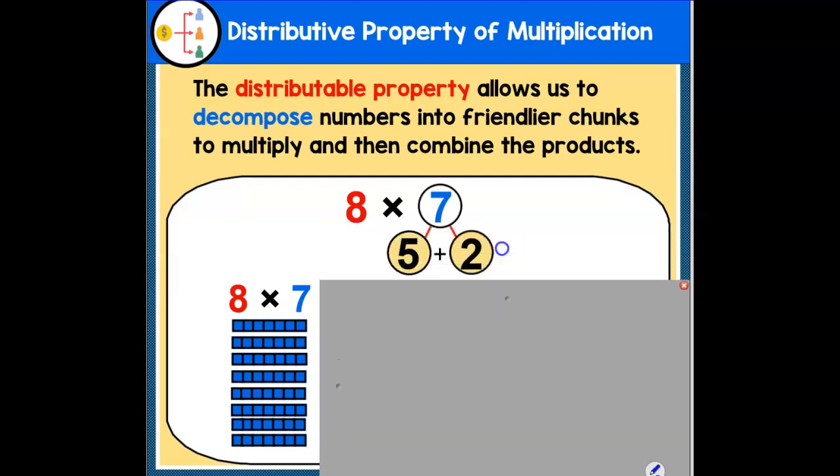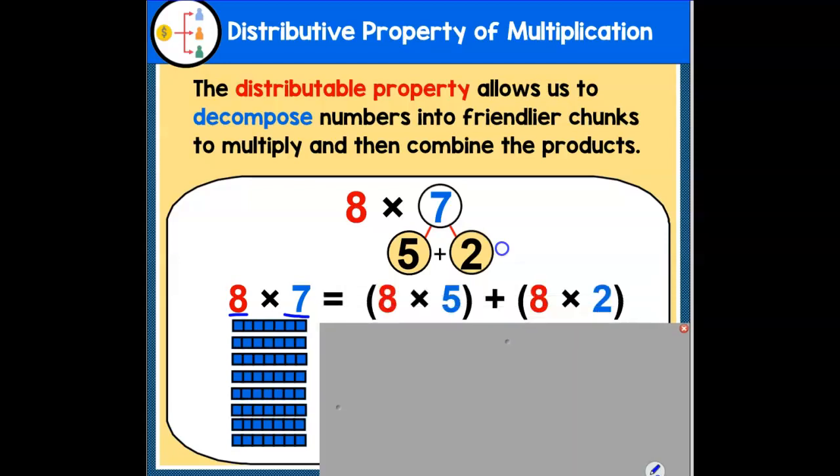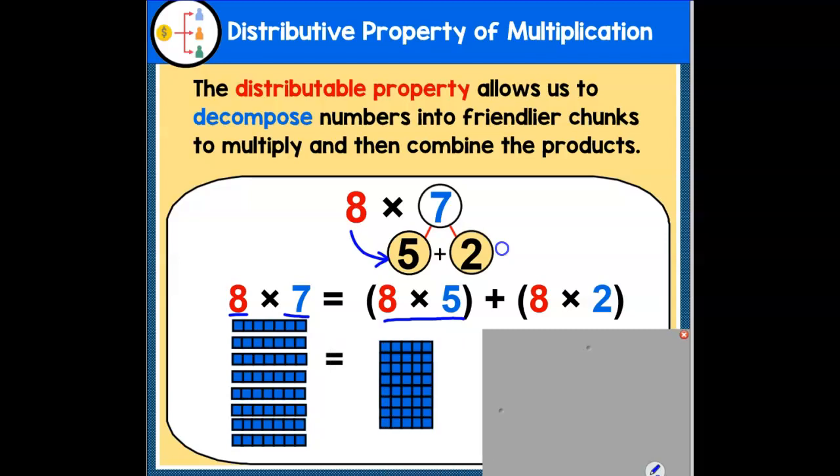Maybe you chose 5 and 2. To me, 5 is always easy because I can count by 5s and 2's doubling. So I could either do 8 times 7 like this and sing my 7 song or my 8 song, or I could break it apart or decompose it. I could take the 8 and multiply it by the 5 first. 8 times 5, so if I picture that in my head, 8 groups with 5 in each group is going to give me 40. And then distribute the 8 to the 2.